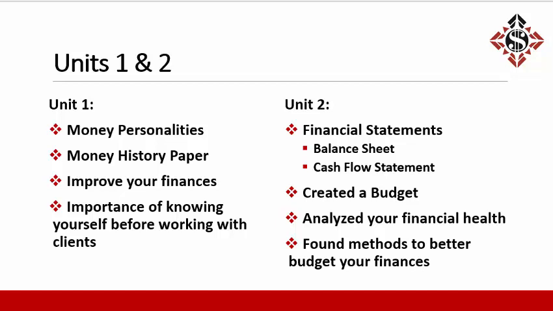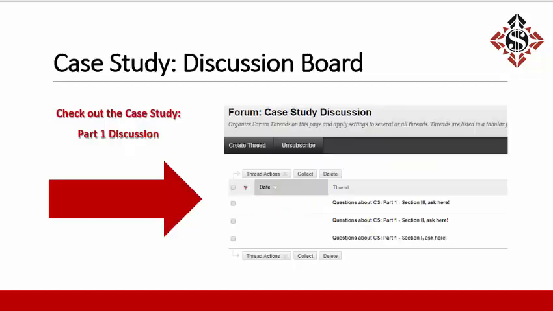For Section 1 of the case study, you will utilize the information you learned in Unit 2. For Section 2 of the case study, you would apply the information that you learned from Unit 1. And for Section 3 of the case study, you would combine the information and apply the knowledge in the form of recommendations and questions based on your client's personal financial information.